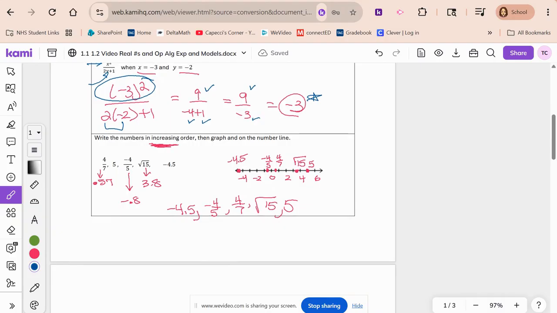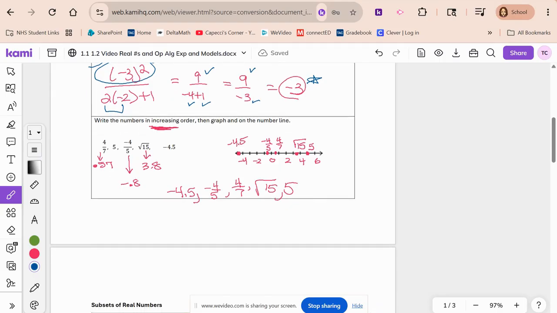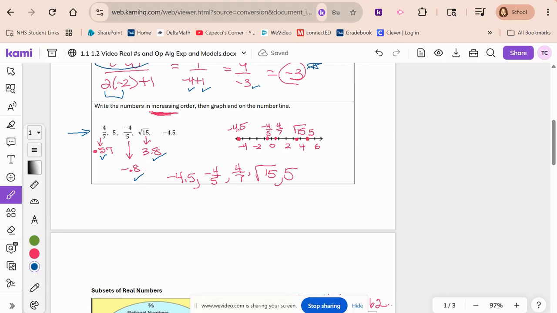Now looking at the next problem, it says write the numbers in increasing order. So that's lowest to the highest. So what we did is when we look at our original values, they're not all in the same form. So it's difficult to compare them. So the first thing we want to do is put them in decimal form. So once I have those that need to be put in decimal form, then I can start with the lowest value, which happens to be -4.5.